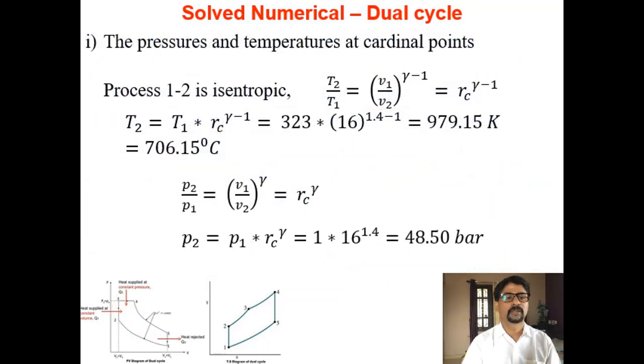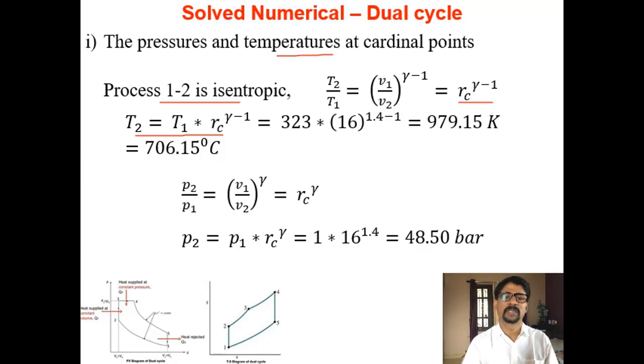Now let us calculate the pressures and temperatures at the cardinal points. So let us begin with the isentropic process 1 to 2 as usual. There is no change. So T2 by T1 is equal to V1 by V2 to the power gamma minus 1, that is RC to the power gamma minus 1, or T2 is equal to T1 RC to the power gamma minus 1. You see, no difference, because 1 to 2 is the isentropic compression in the Otto cycle, diesel cycle as well as the dual cycle. So the same relationship holds good for all isentropic processes.